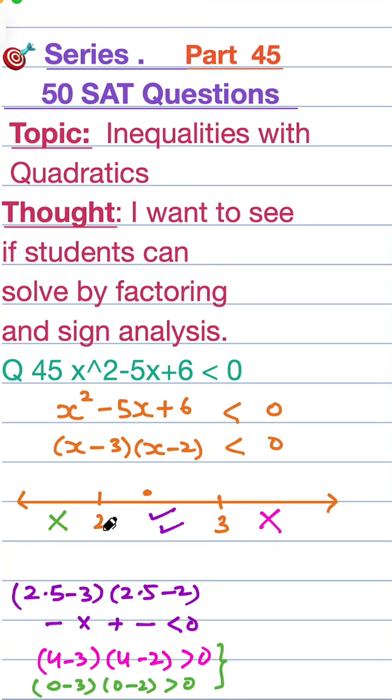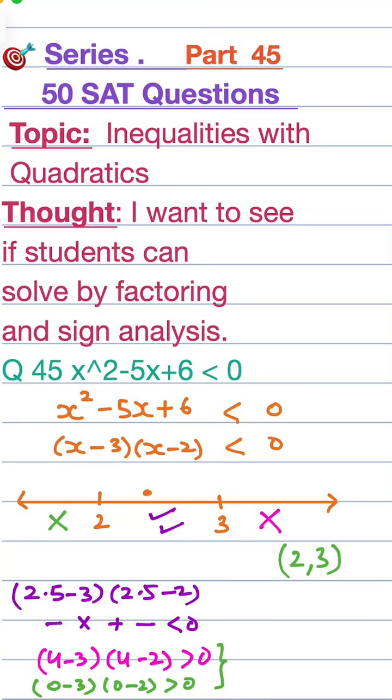So values, now what should I use? Values from 2 to 3 or values between 2 and 3? They are not from 2 to 3 because the equal to sign is not here. They are between 2 and 3. So that will be our solution set. Numbers lying between 2 and 3.